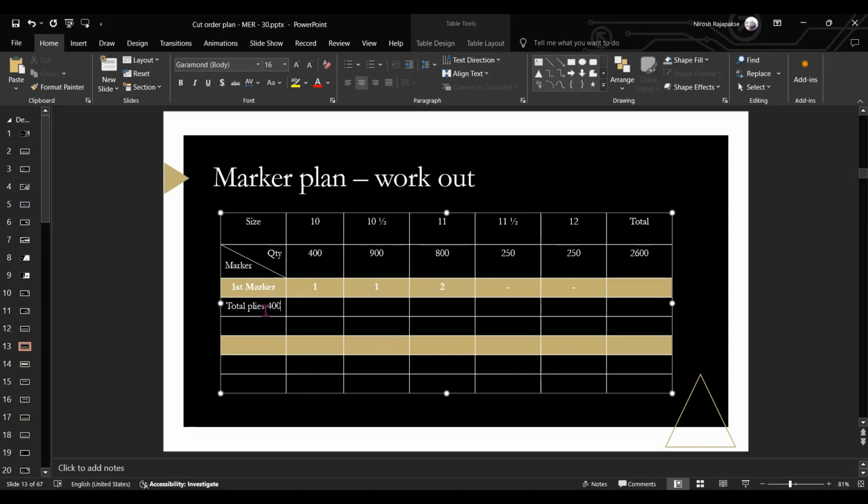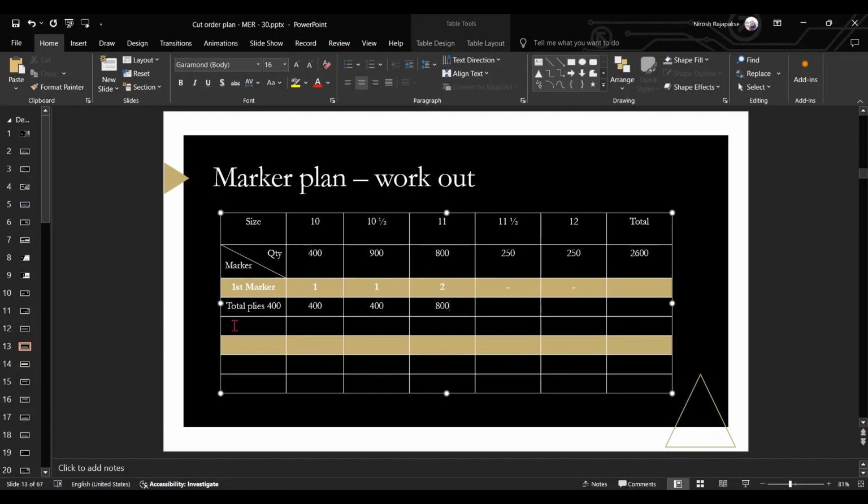When you lay 400 plies, what's the quantity you can cut using this marker? 400 into 1, that means 400 you can cut using this marker. Here also 1, because you have drawn 1, so with 400 plies you can cut 400 pieces. Here you have drawn 2 pieces, so if you use 400 plies, you will get 800. 400 into 2, that means 800 you can cut.